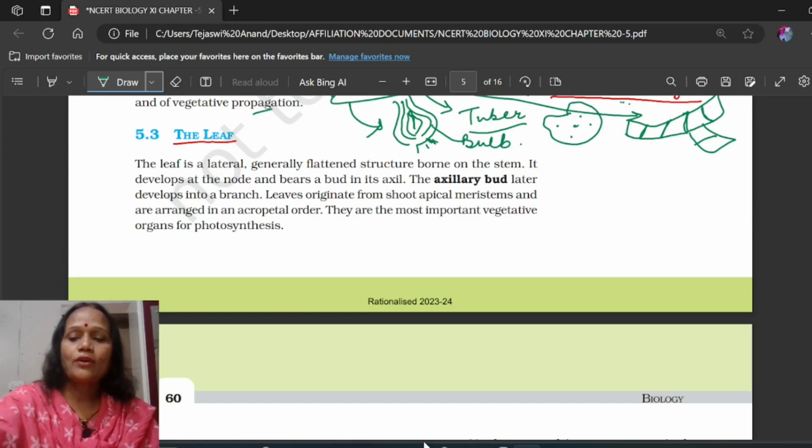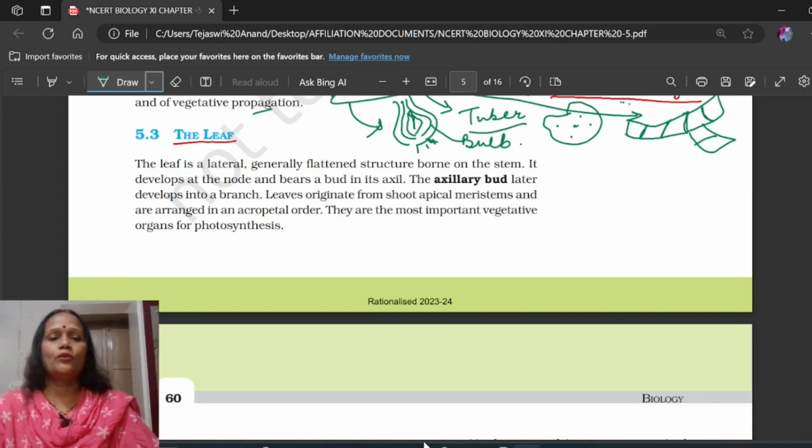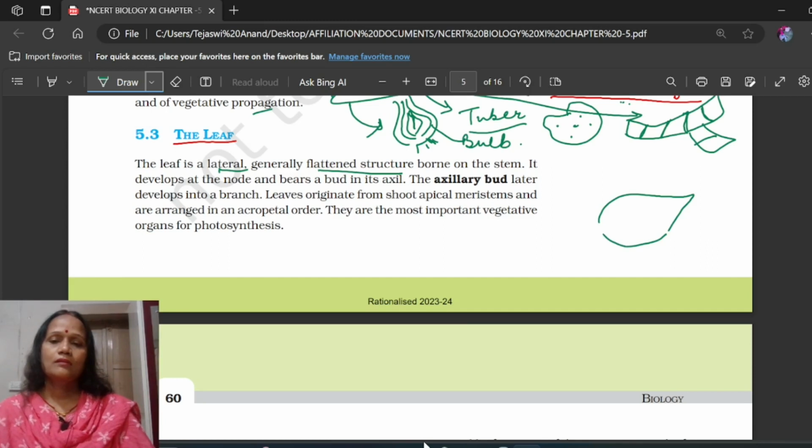And botany, when you are reading about botany, about the different features of plants, you can easily go to the garden and observe it. What are the different types of structures that you can find in your neighborhood, in your locality, in your garden also. So when we are talking about leaf, it is a lateral, generally flattened structure borne on the stem. As you know, leaf is always like this. You can understand leaf.